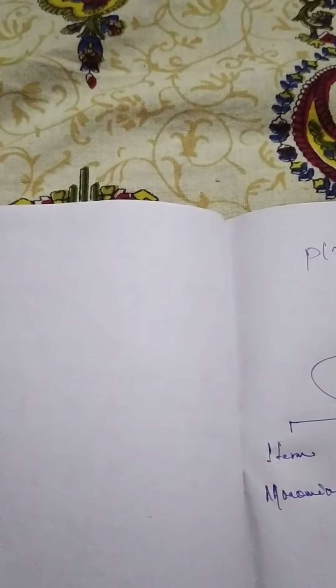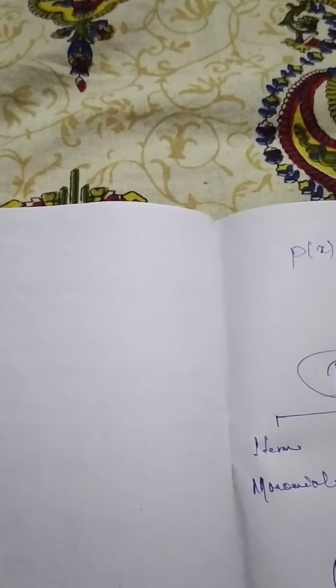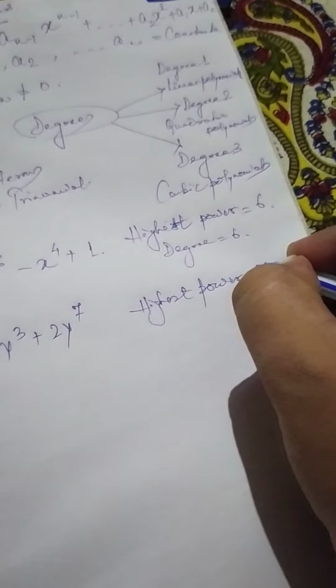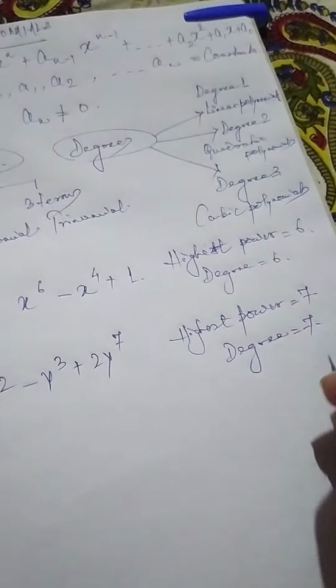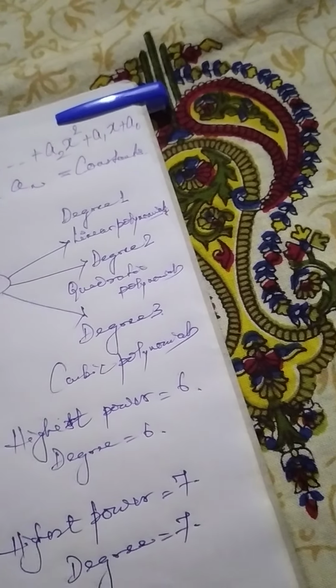Similarly, what is the highest power in the case of 2 minus y square minus y cube plus 2y to the power 7? Here you see the highest power is 7. So we can say the degree is 7. Similarly, it's all about the degree of the polynomial.